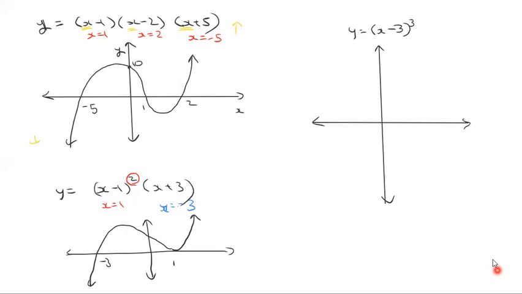Well, if it's power 3, all you're really doing is it's just your cubic. And it will kind of do this. So that's the idea. If it's power 1, you just go through. If it's power 2, you kind of bounce back. If it's power 3, you go through horizontally.